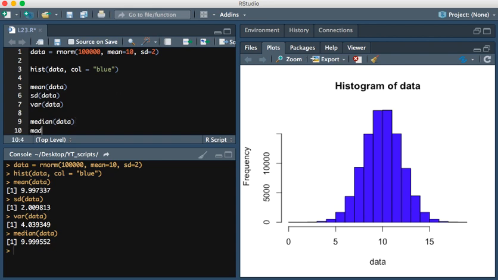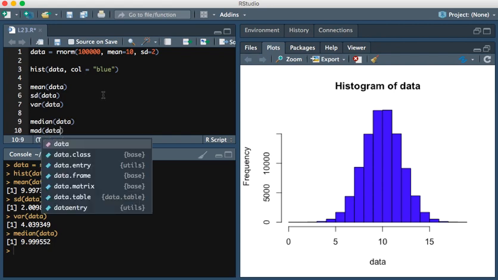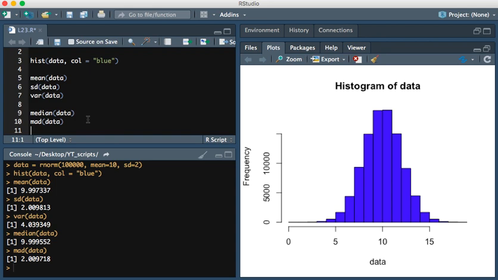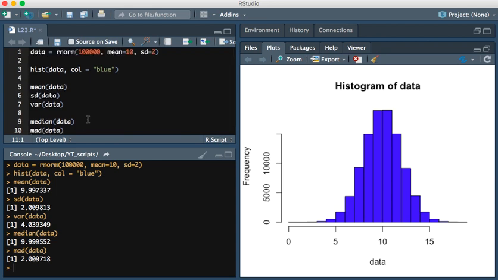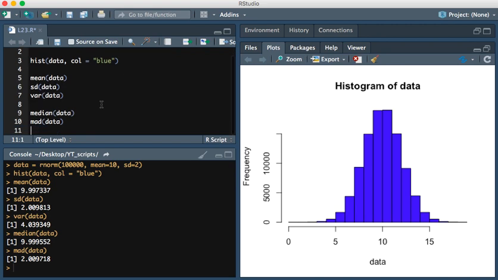And then lastly, to find the MAD, we type MAD. And if we run that, we see the MAD is 2. And so this has been a video on how to use these functions in R to compute these descriptive statistics.